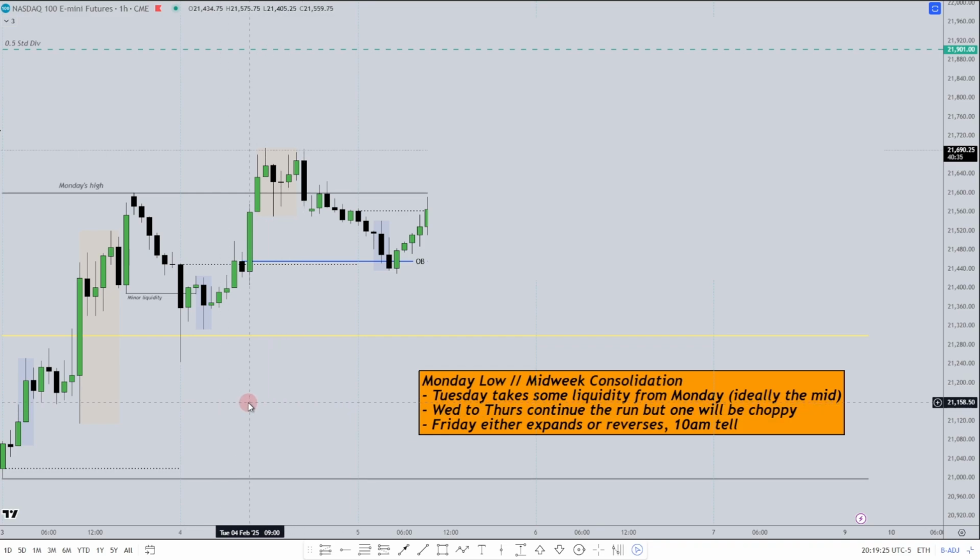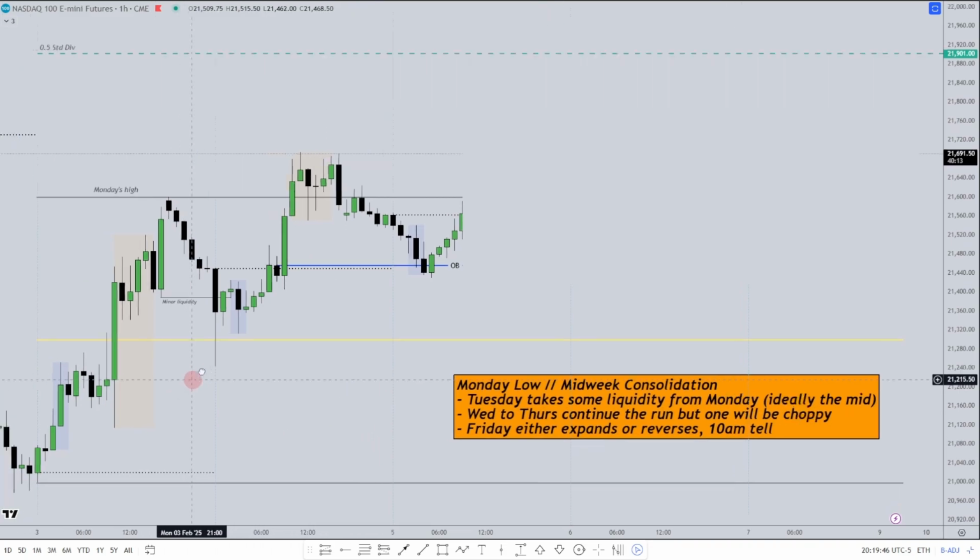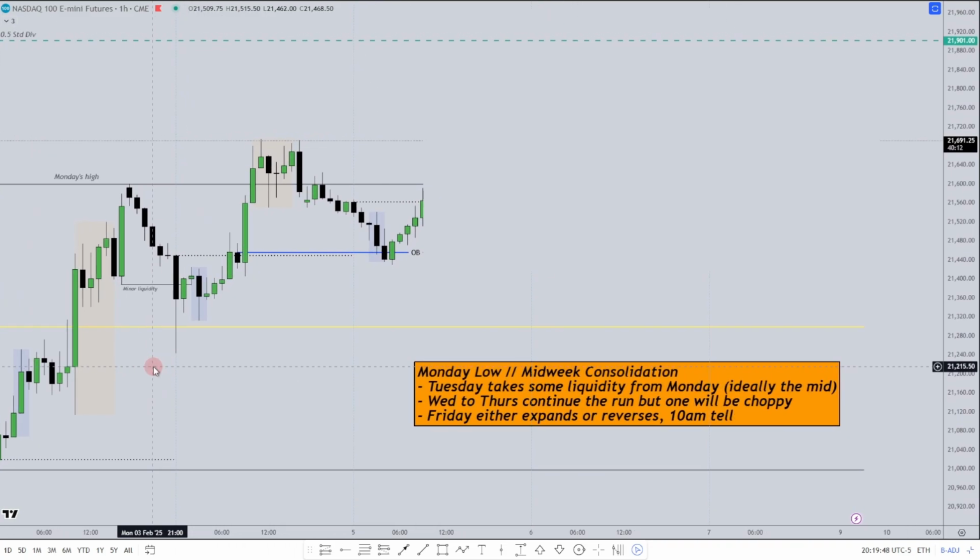Firstly, Tuesday needs to take some form of liquidity from Monday. We want to see some swing low on an H1 hourly chart being taken on Tuesday and then giving a market structure shift. Then on Wednesday into Thursday, we want to see price respecting bullish arrays. So in this example, we can see here that price has taken this liquidity from Monday, and then it made this run higher.